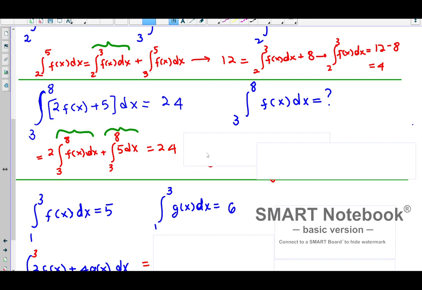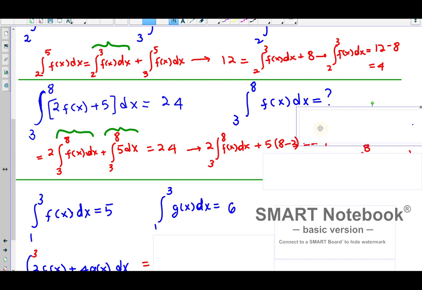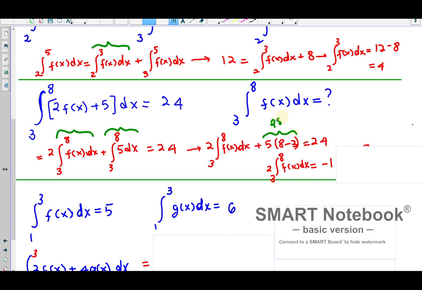Now subtract 25 from 24. So 24 minus 25, that's -1. So that means this quantity, the integral from 3 to 8 of f of x dx times 2, is equal to -1, which is 24 minus 25. At this point, how do you find the integral from 3 to 8? Just divide both sides by 2, and you're going to get -1/2 for the answer.